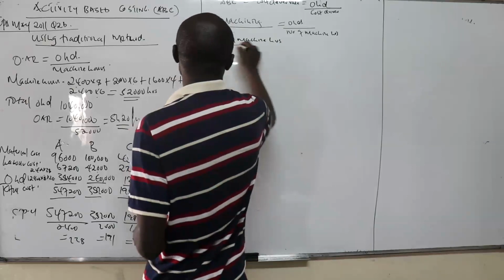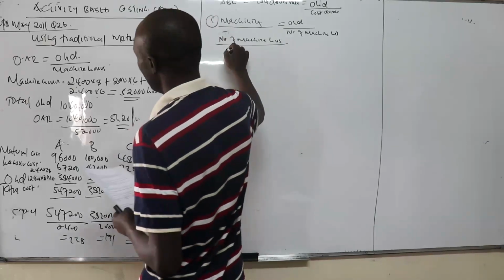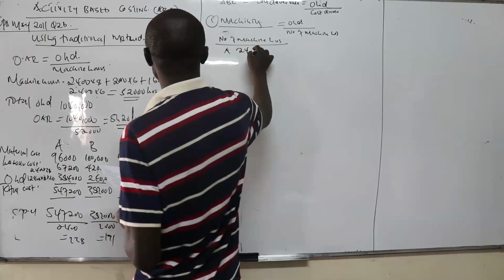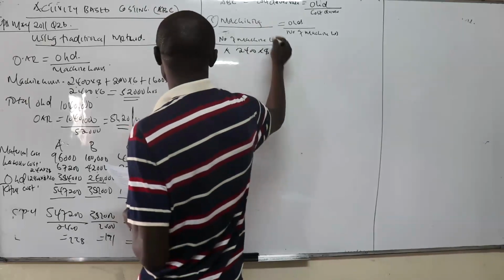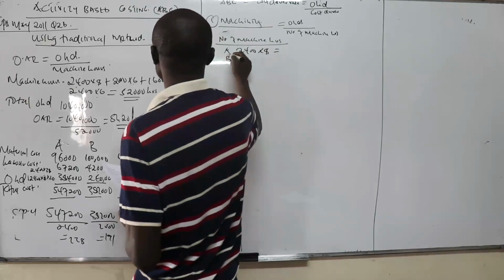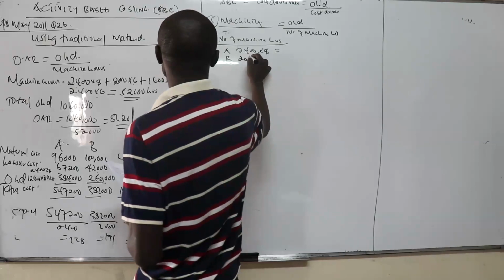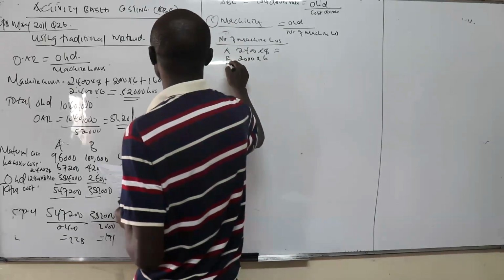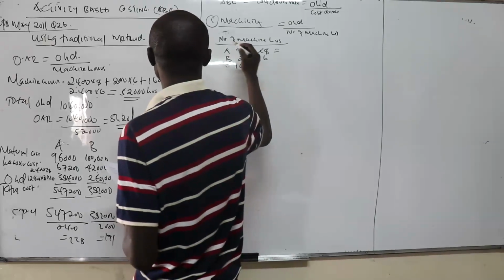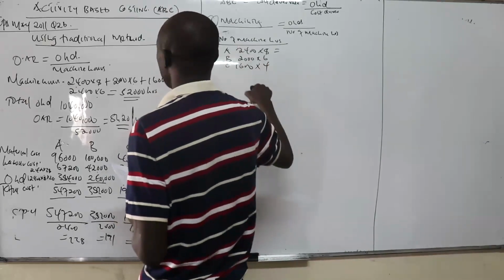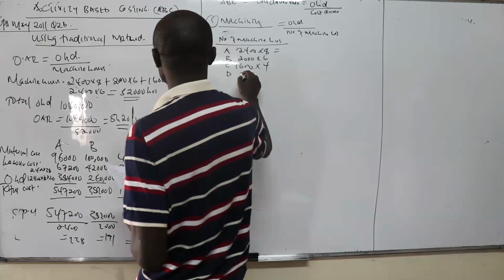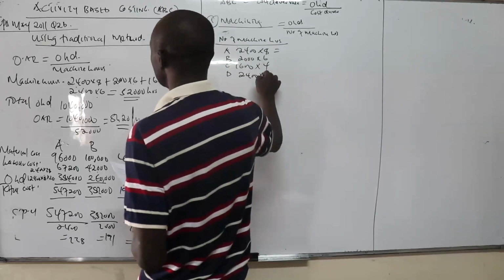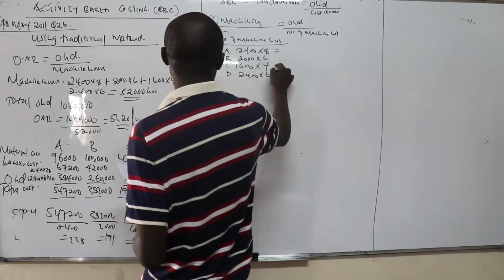Product A, they produce 2,400 units. Each unit requires 8 machine hours. Product B, they produce 2,000 units. Each unit requires 6 machine hours. Product C, they produce 1,600 units. Each unit requires 4 machine hours. And product D, they produce 2,400 units. Each unit requires 6 machine hours.